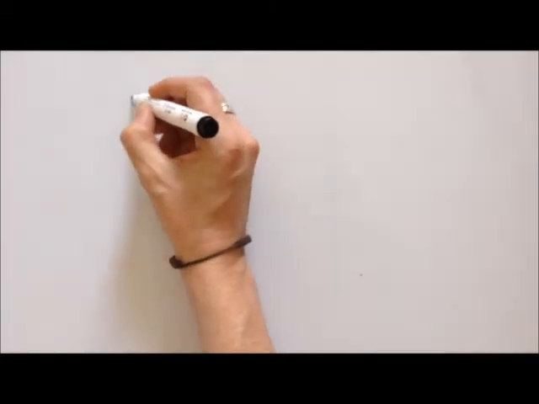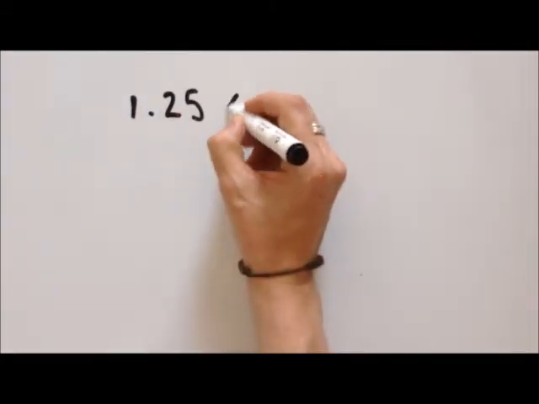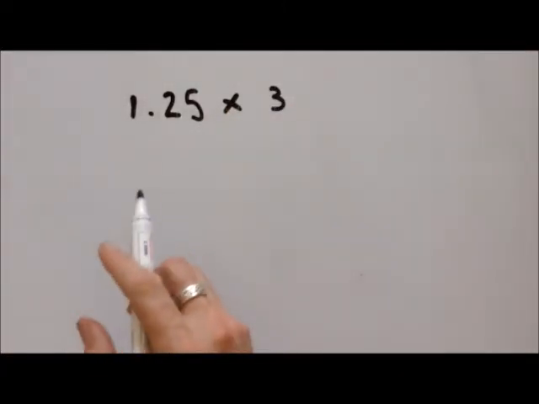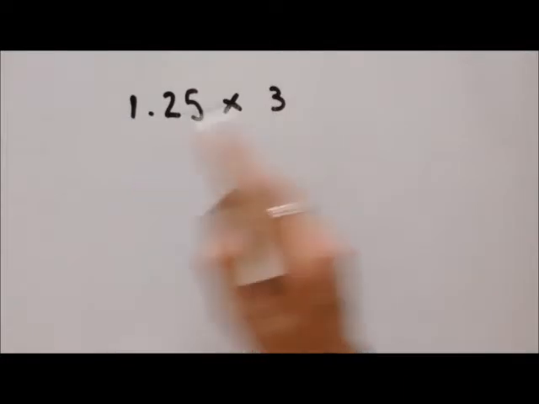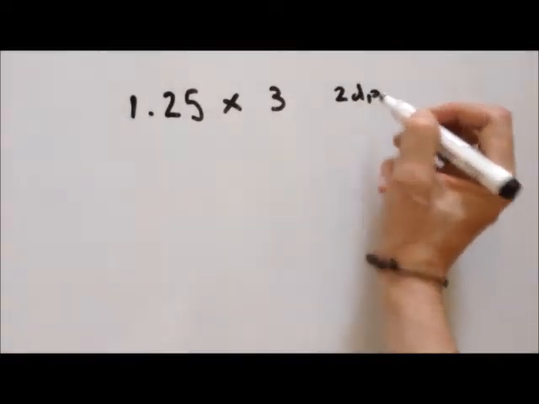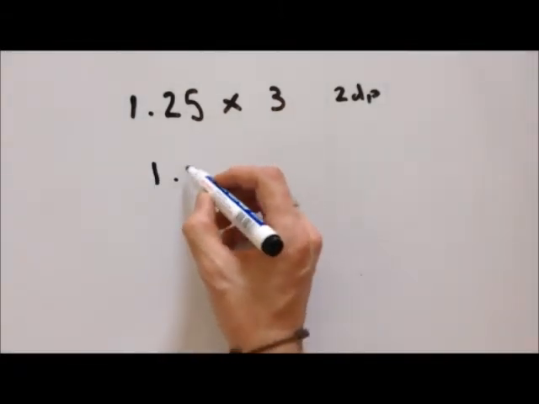So we have 1.25 multiplied by 3. Now how many decimal places do we have? We have 2, so we put them here, 2 decimal places. Now we lay this out once again, much the same way as before.